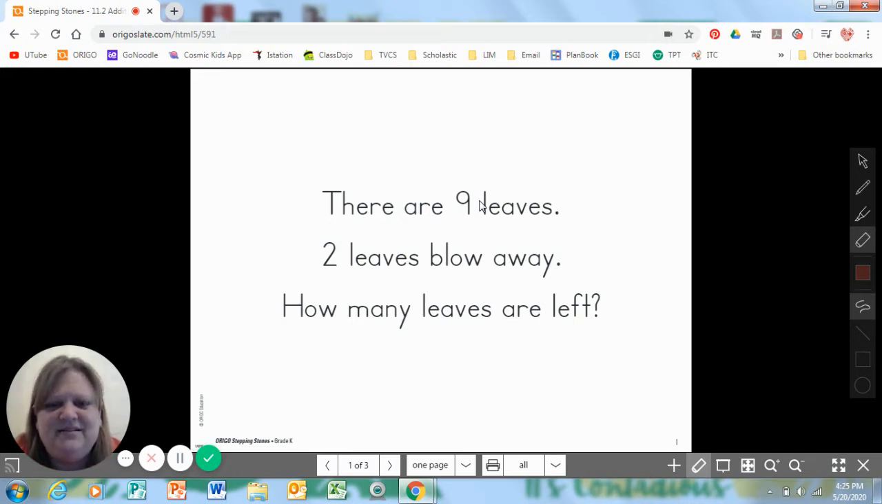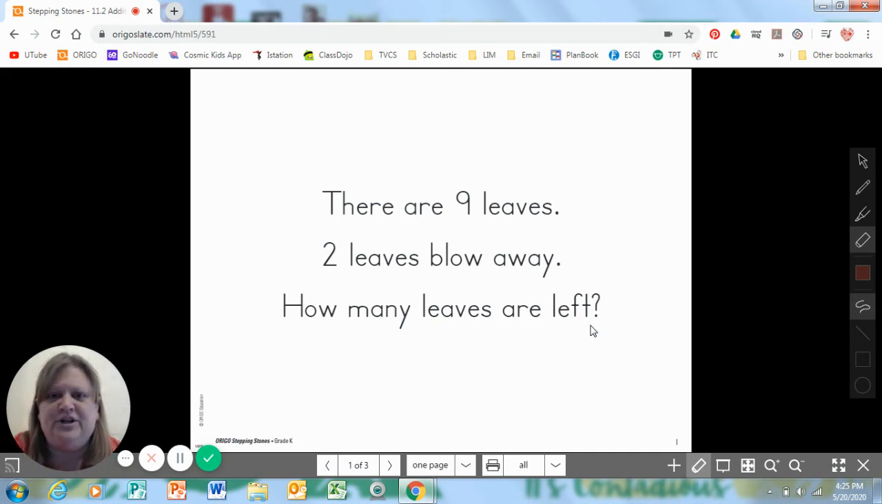Then what happens? Yeah, the action is that 2 leaves blow away. Well, we don't know where they go. We just know that they're not with those 9 leaves anymore. So go ahead and take those 2 leaves and set them aside. Then it asks us a question. Do you see that question mark? How many leaves are left? So how many do you still have there in front of you that didn't blow away? If you say 7, you are correct.